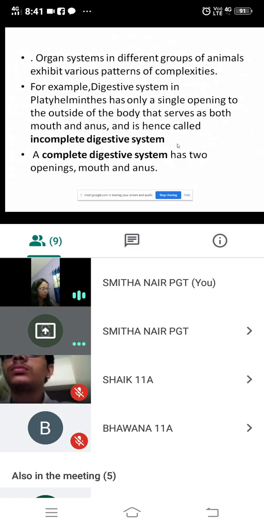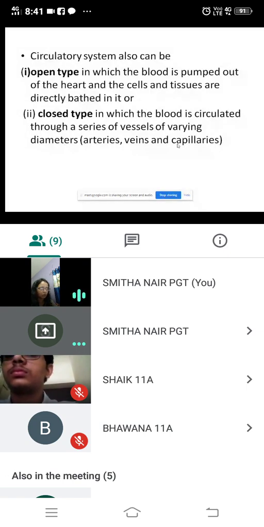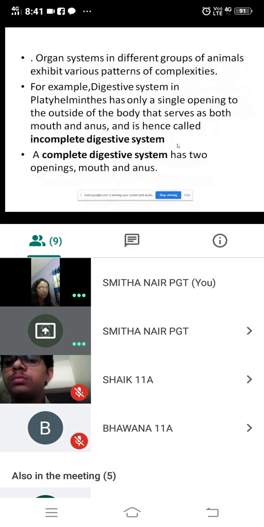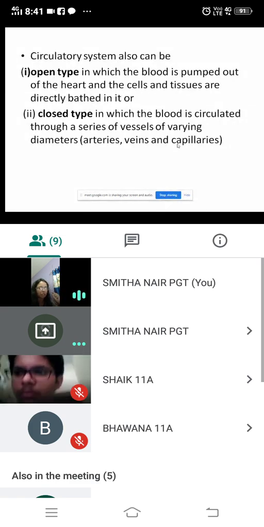So that is how, that's an example of how the organ systems, based on organ system, they are classified. So these words and all, now when you are in 11th standard, you have learned it, now you should remember these words. Complete digestive system क्या होता है, incomplete digestive system क्या होता है, open circulatory system क्या होता है, closed circulatory system. These are some terms which you should know. Since you are now starting from the basic, you should be aware of these words. Okay, open type, closed type, ये सब मालूम होना चाहिए.